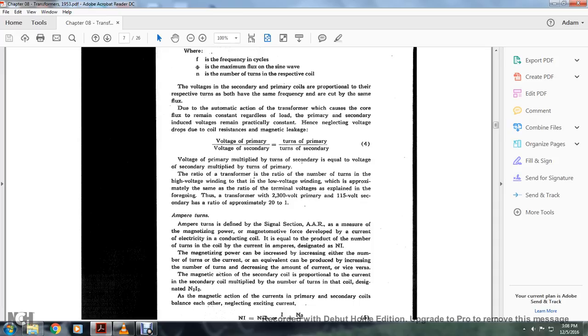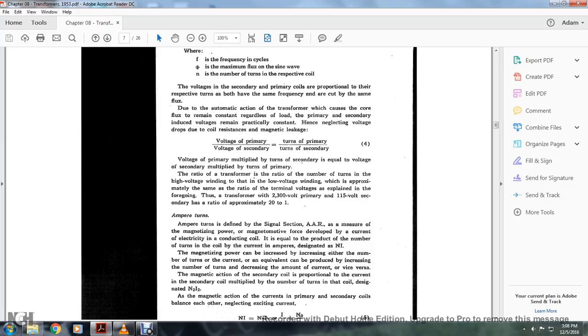Ampere turns are defined as the measure of the magnetomotive force developed by a current-carrying conducting coil. It is equal to the product of the number of turns in the coil and the current in amperes, designated by NI.